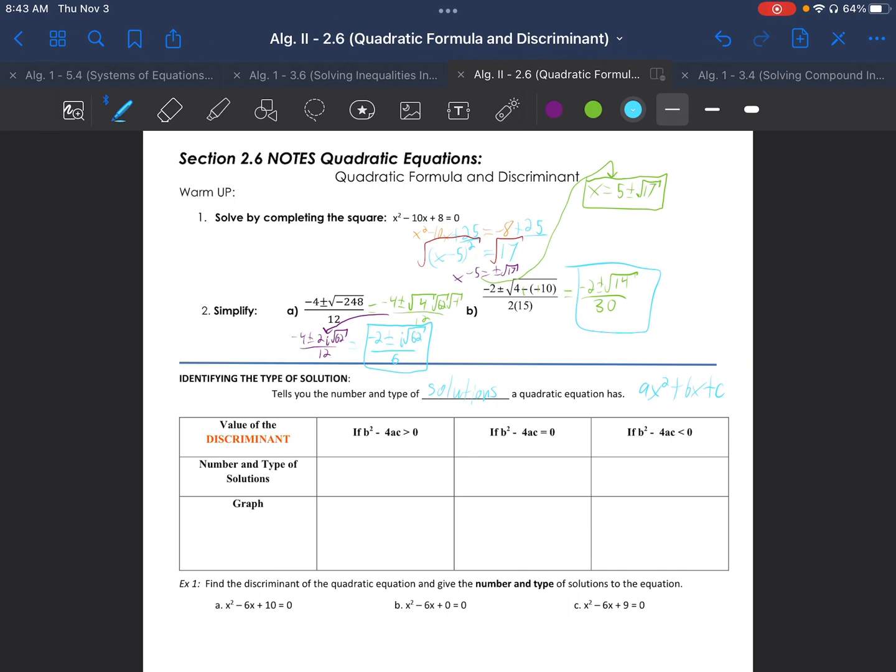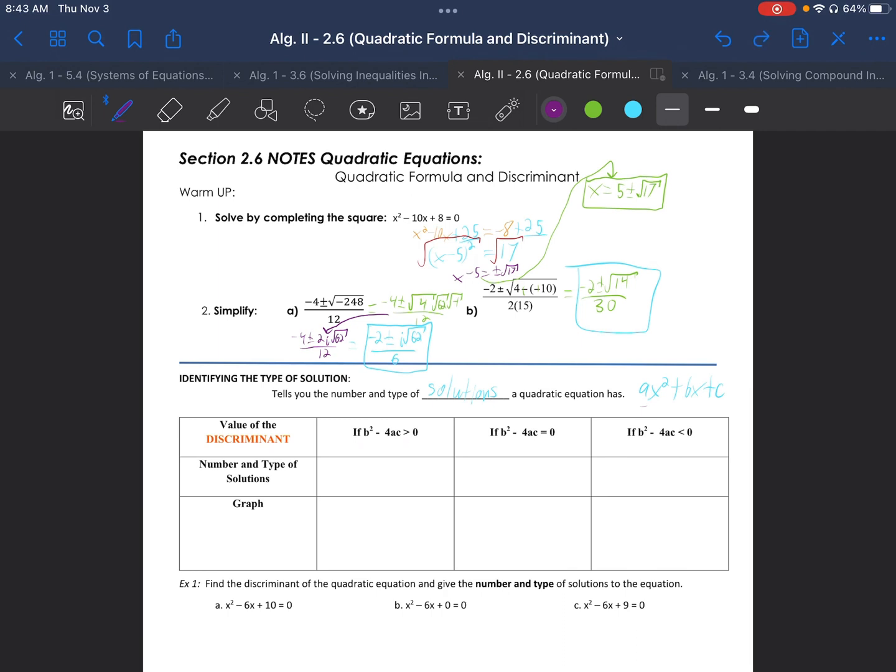Now, the value of the discriminant is, well, let's first of all get into what the discriminant is. The discriminant will be whatever b squared minus 4ac is. B squared minus 4ac. And that comes from our a, b, c.